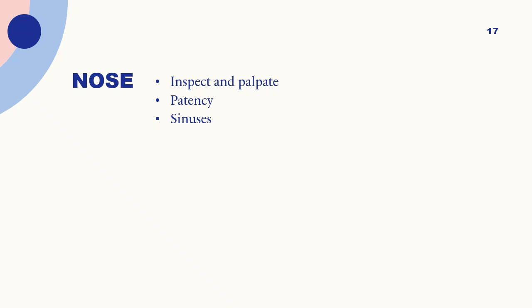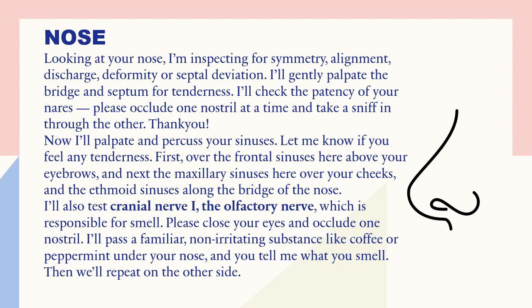Nose. For the nose, inspect and palpate for tenderness, discharge, obstruction, alignment, and deformity. Assess the patency of nares and palpate the frontal, maxillary, and ethmoid sinuses. Looking at your nose, I'm inspecting for symmetry, alignment, discharge, deformity, or septal deviation. I'll just gently palpate the bridge and the septum for tenderness. I'll check the patency of your nares.